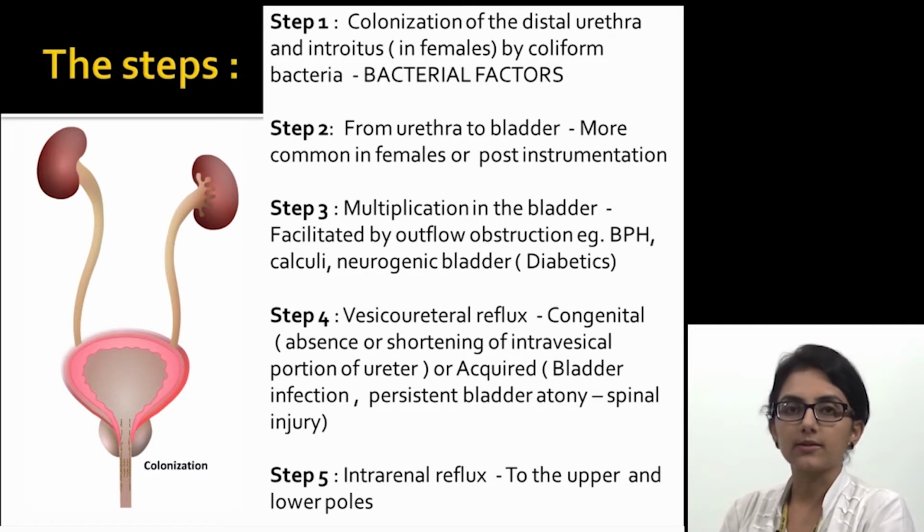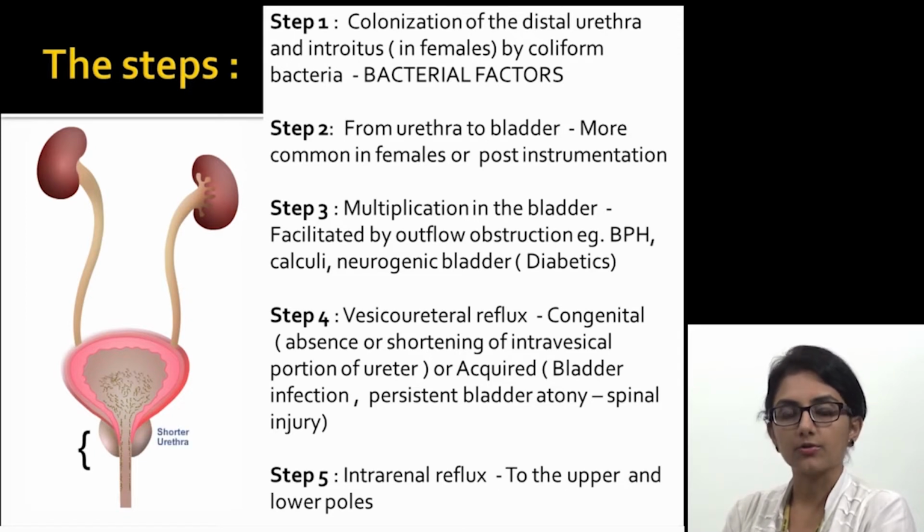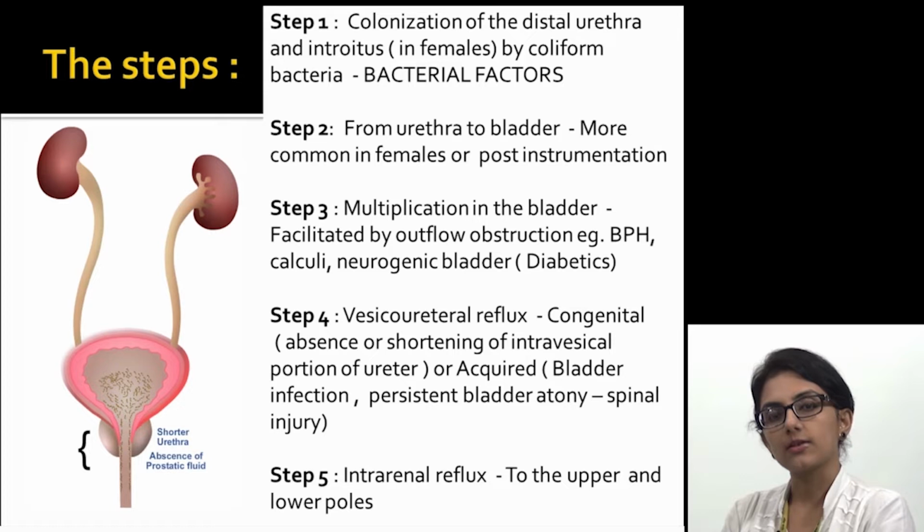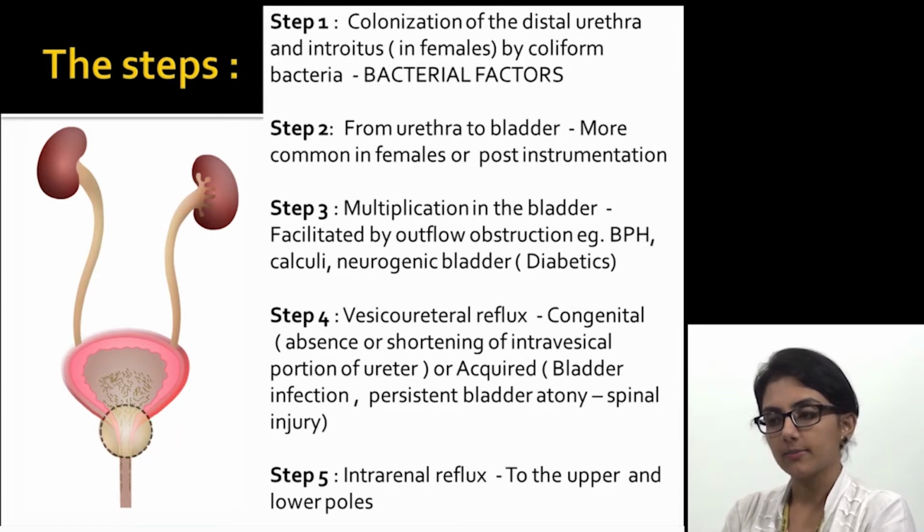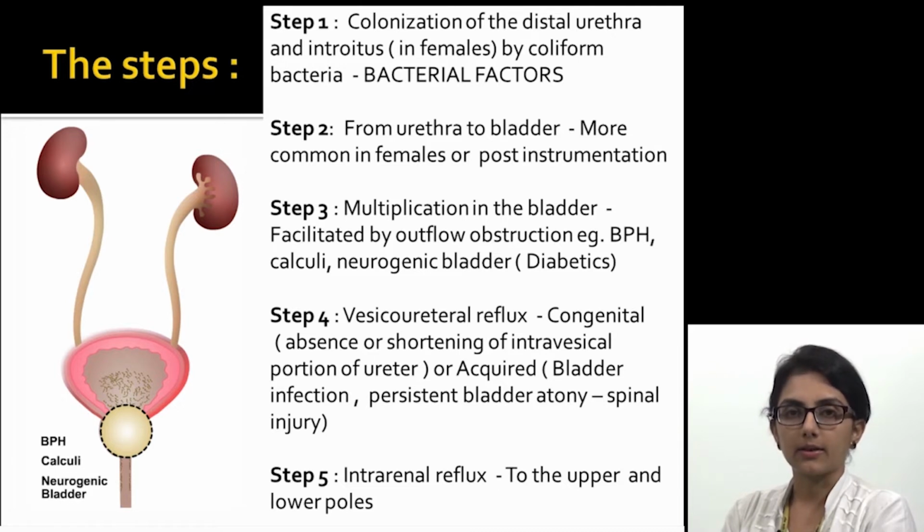Now, once the distal urethra is colonized, the next step is movement of the bacteria from the urethra to the bladder. This, of course, is going to be more common in females who have a shorter urethra or post-instrumentation like catheterization. So step 3 would be multiplication in the bladder. This would be facilitated by any condition which causes stasis of urine in the bladder. For example, benign prostatic hyperplasia in males, presence of calculi, or neurogenic bladder in diabetics.